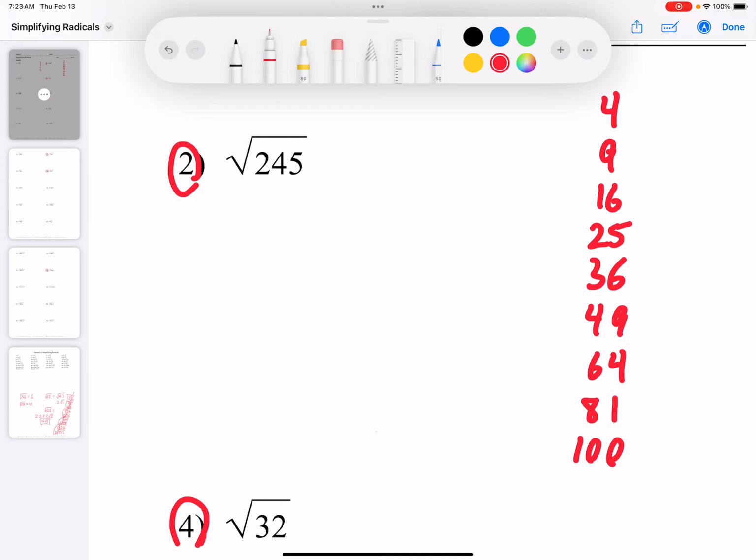And the way I get my perfect squares is I do 2 times 2 is 4. 4 is a perfect square. 3 times 3 is 9. 9 is a perfect square. 4 times 4 is 16. 16 is a perfect square, so on and so forth.